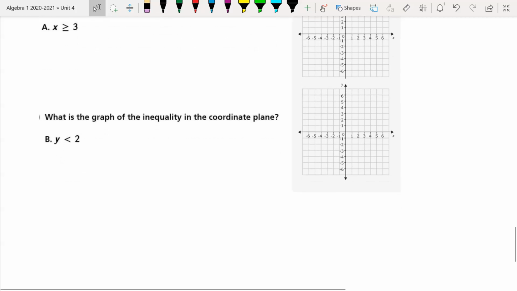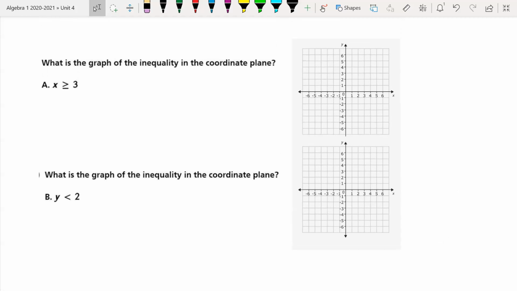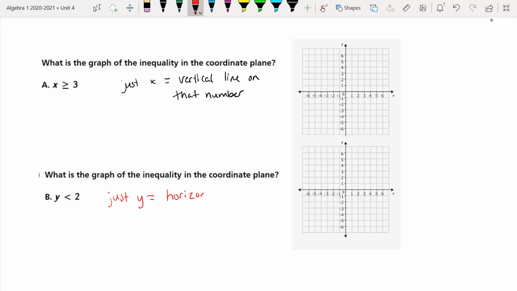The last thing I really want to talk about are these special lines. So what is the graph of the inequality in the coordinate plane? If it's just x, this is a vertical line on that number. If I say just y, this is a horizontal line on that number. So we have an example of both.